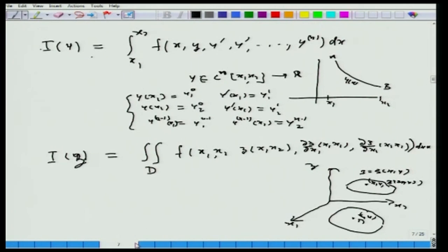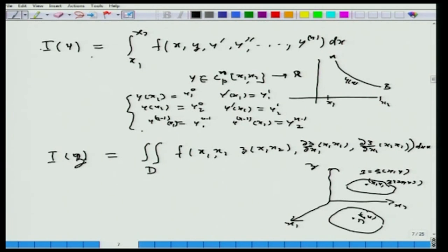Then there are other integrals where, although the dependent variable is only one, there are higher order derivatives appearing. So the integral from x1 to x2 of f of x, y, y prime, y double prime and so on up to the nth derivative, and y is from Cn, or piecewise you can say that the highest order derivative can also be allowed to have discontinuities of first kind at certain finitely many points inside the interval x1 to x2.